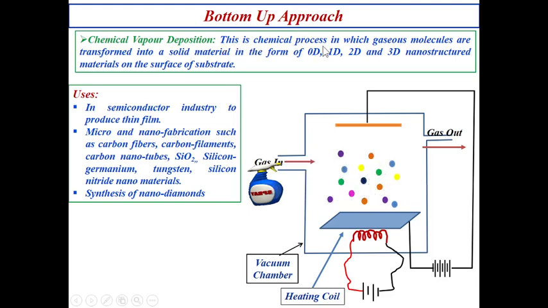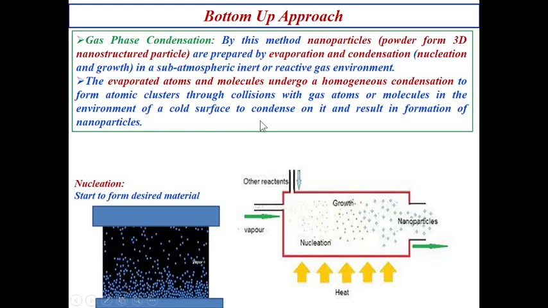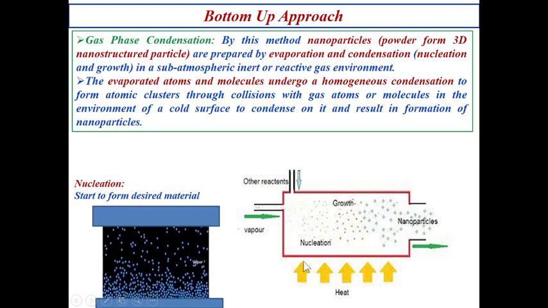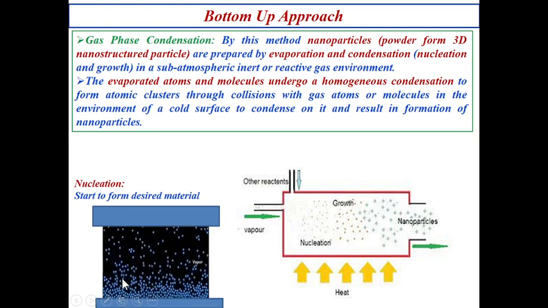this is a chemical process in which gaseous molecules are transformed into a solid material in the form of 0D, 1D, 2D, 3D nanostructure materials on the surface of the substrate. Here one thing I have to say to you that I had forgotten: in the case of the bottom-up approach, the nanomaterials are formed from the atoms and molecules of the precursors.